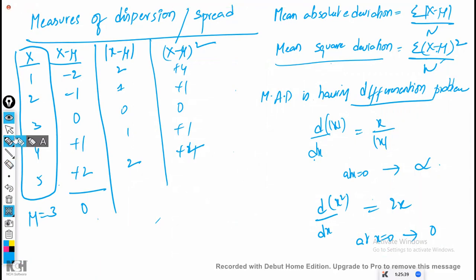Now, generally the deviation should be low or minimum. For any data, if you want the low or minimum value, we have to calculate the differentiation, and then substitute x is equal to 0. Then you will get the minimum value.